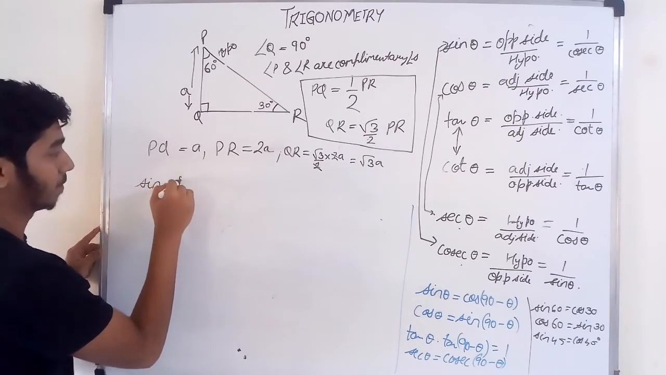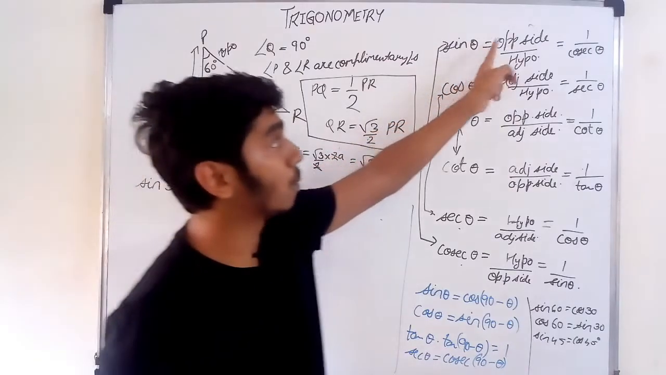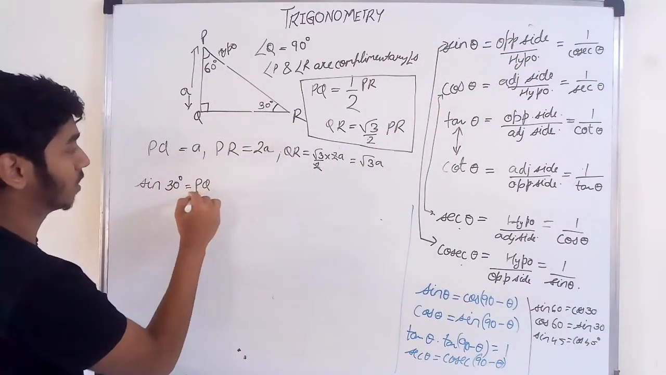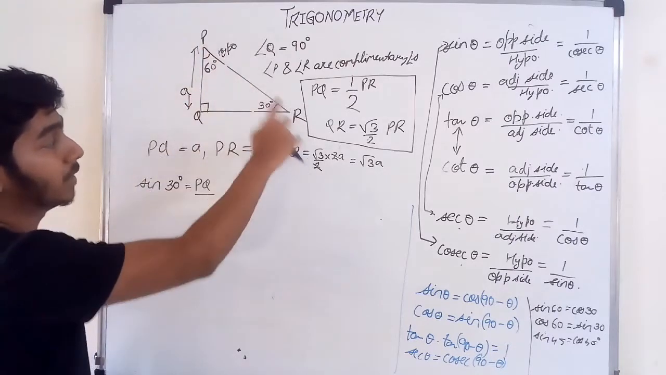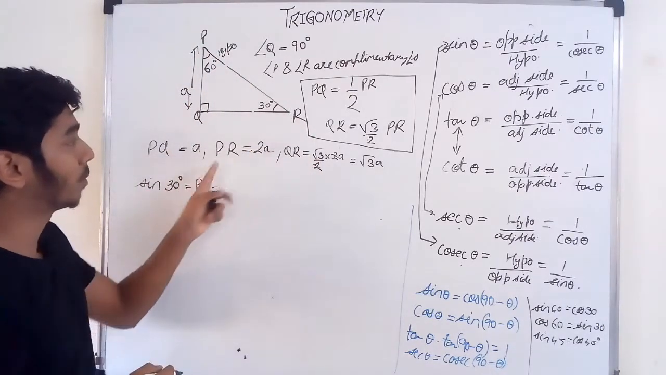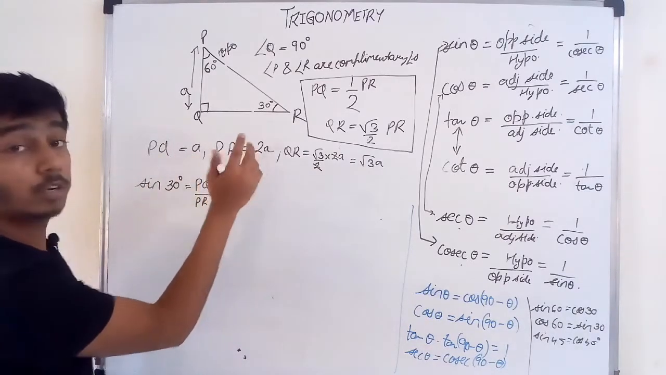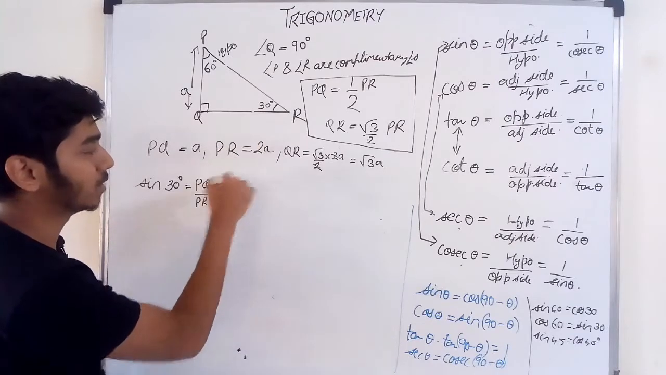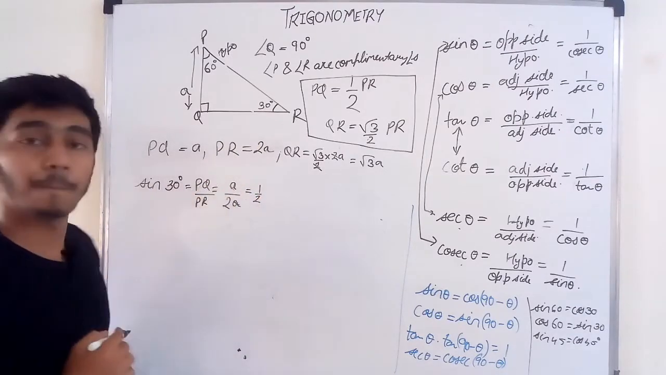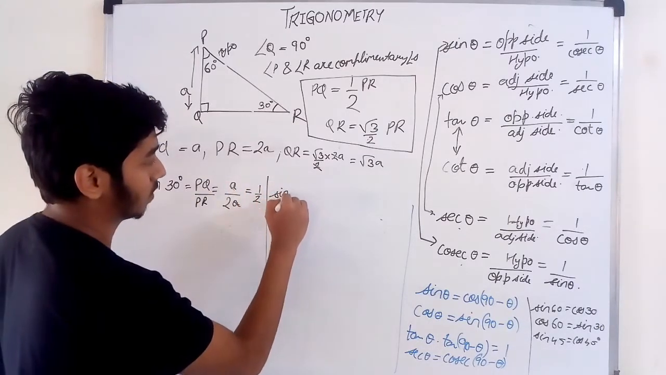sine 30 degree. Now you know this is 30 degree. Sine is opposite upon hypotenuse. So opposite is PQ, and hypotenuse is PR. Now PQ upon PR. PQ is A, PR is 2A. So simply substituting, A A gone, you get 1 upon 2. Let's find for sine.